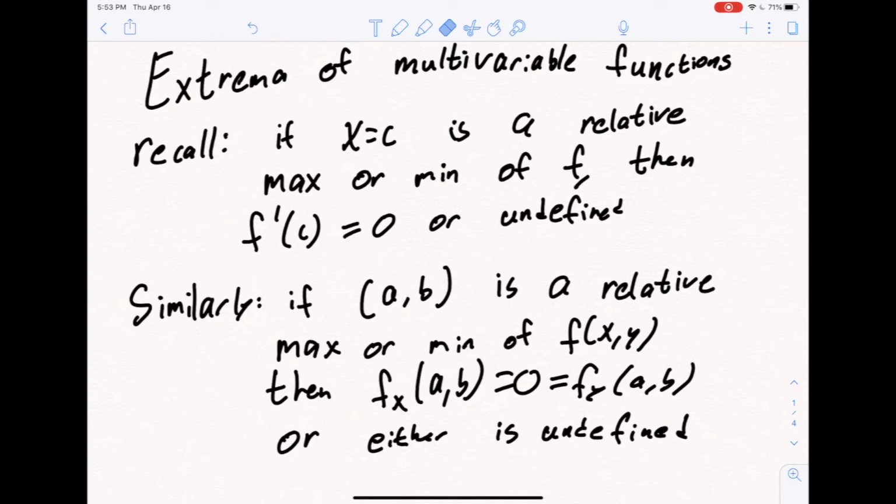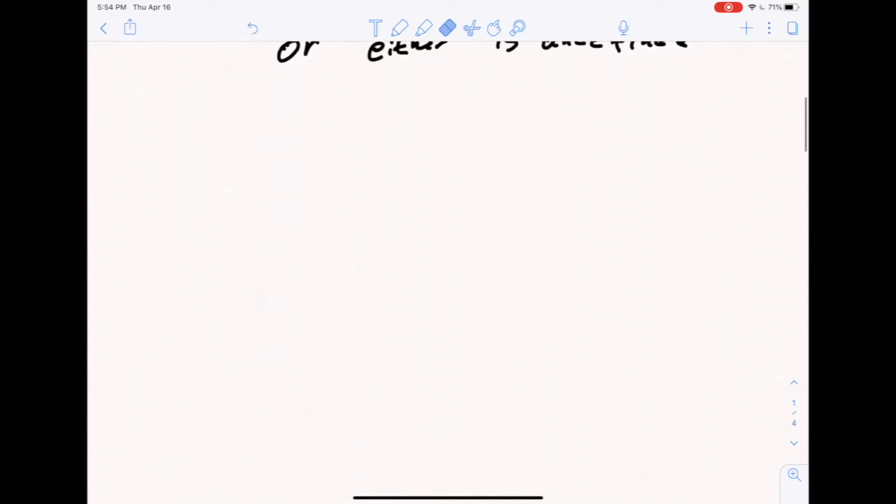So in the multivariable case, if the point (a, b) is a relative maximum or minimum of the function f of x, y, then either the partial derivative with respect to x of (a, b) equals 0, and the partial derivative of f with respect to y of (a, b) equals 0, or one of the two is undefined. With that in mind, let's take a look at an example.